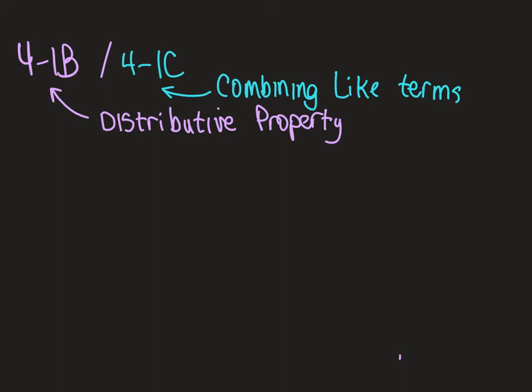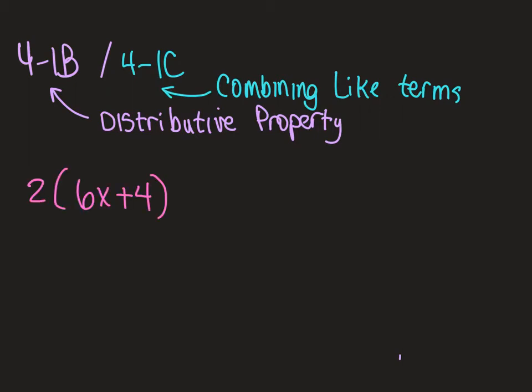Today's video is chapter 4. That's right, we're starting chapter 4. And we're going to do lessons 1B and 1C. 1B is about the distributive property, and 1C is about combining like terms.